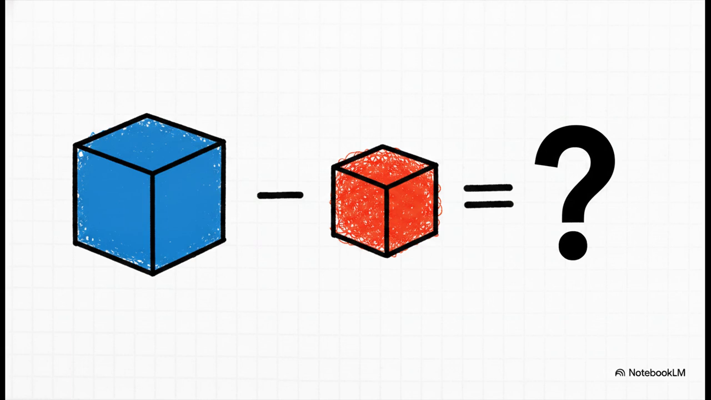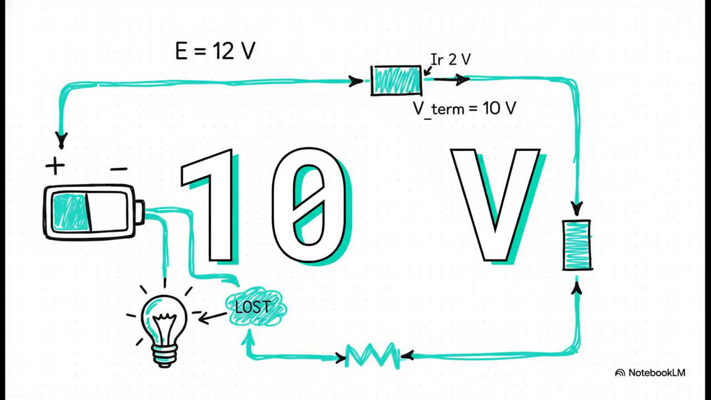Quick quiz 2. A cell has a total electromotive force of 12 volts, and it loses 2 volts internally. Find its terminal potential difference using our full equation, V equals E minus IR. Think about what we are starting with and what is being taken away. And the answer is 10 volts.